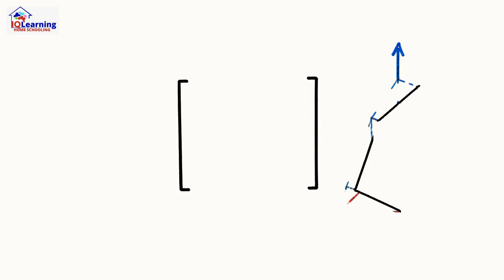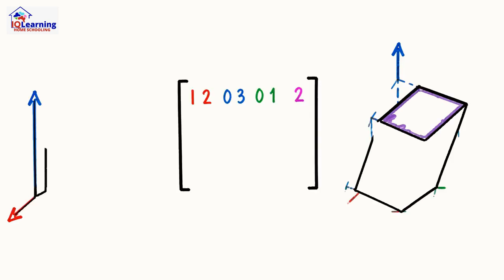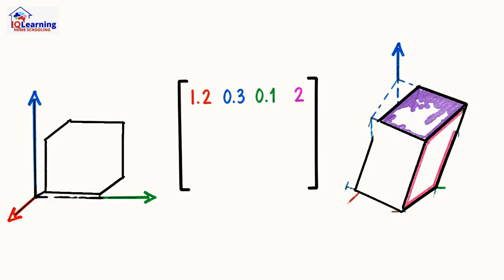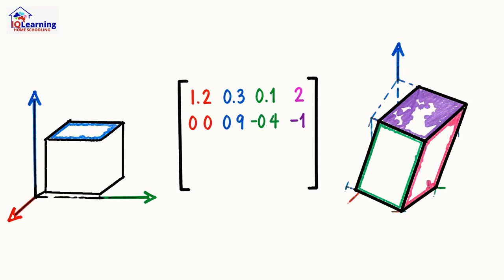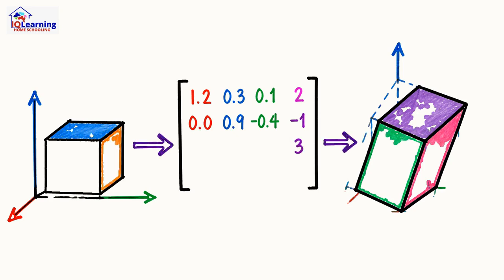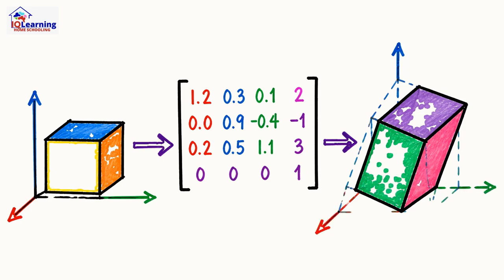Imagine trying to transform a 3D object on a computer screen. You need to rotate it, stretch it, and move it. How do you tell the computer to do all that at once? The answer lies in a powerful package of numbers called a matrix.